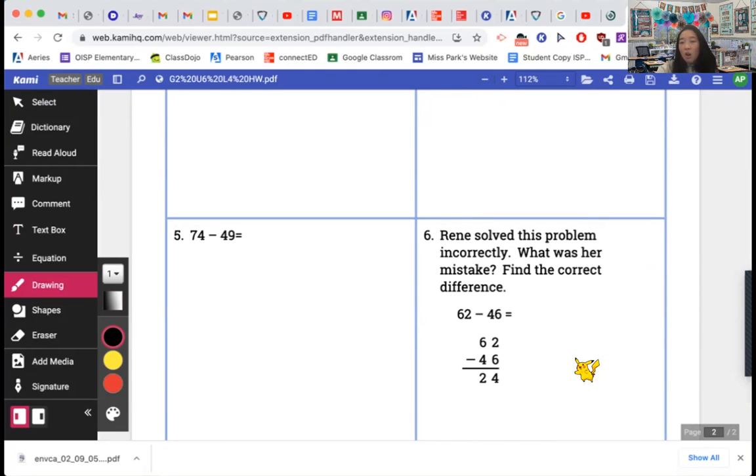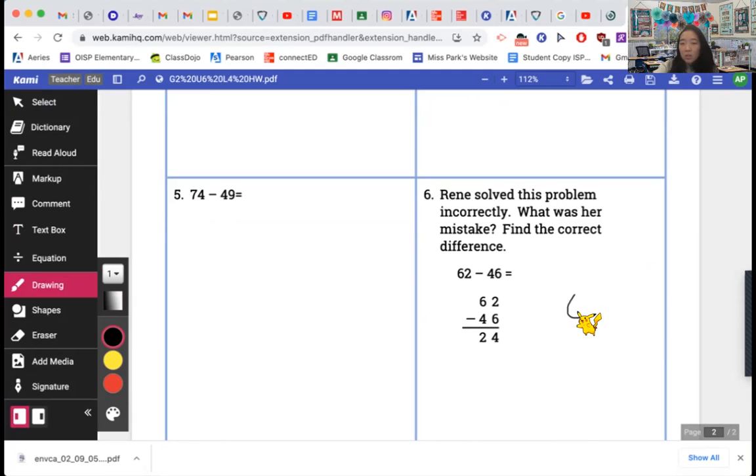So Renee solved this problem incorrectly. What was her mistake? Find the correct difference. So let's go ahead and do this. Oh, I already see what you did wrong. Okay. More on the floor. Go next door and get 10 more.